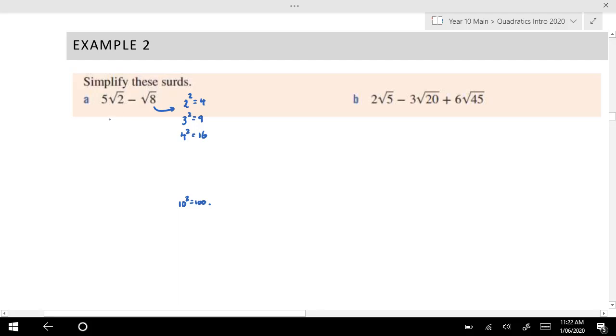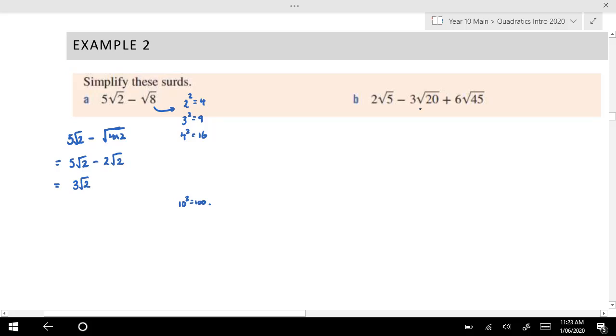So what we're going to do is, 5 root 2, that's a root 2. 2 is a prime number, so we're going to leave that. But 8 is 4 times 2. So we can simplify that to being 5 root 2 minus, let's bring the 2 out the front. So root 8 is the same as 2 root 2s. And now you can see that we can bring those together. 5 take away 2 is 3. How many root 2s do I have? I have 3 root 2s, like so.